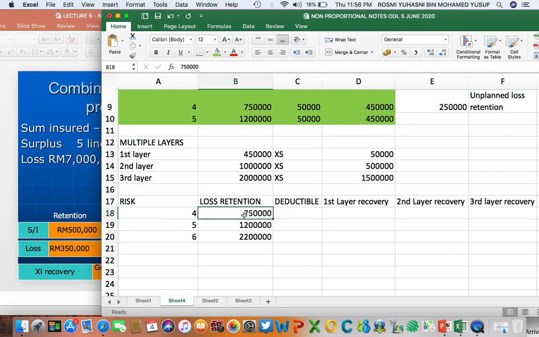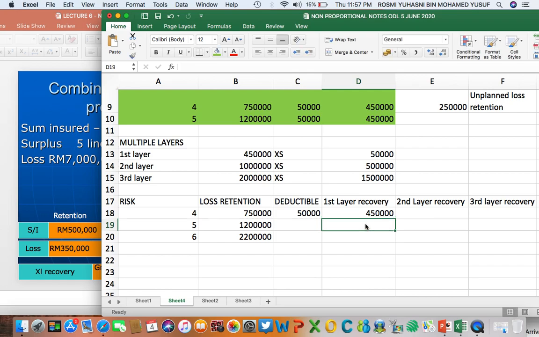Okay, let's say for risk number 4, with a loss of 750,000, we take the deductible for the first layer, we put it here, 50,000. So how much will be the recovery under the first layer? 750,000 minus the deductible 50,000, you will get 700,000. Can this 700,000 be recovered from the first layer? The answer is cannot, because the first layer will only cover up to 450,000.